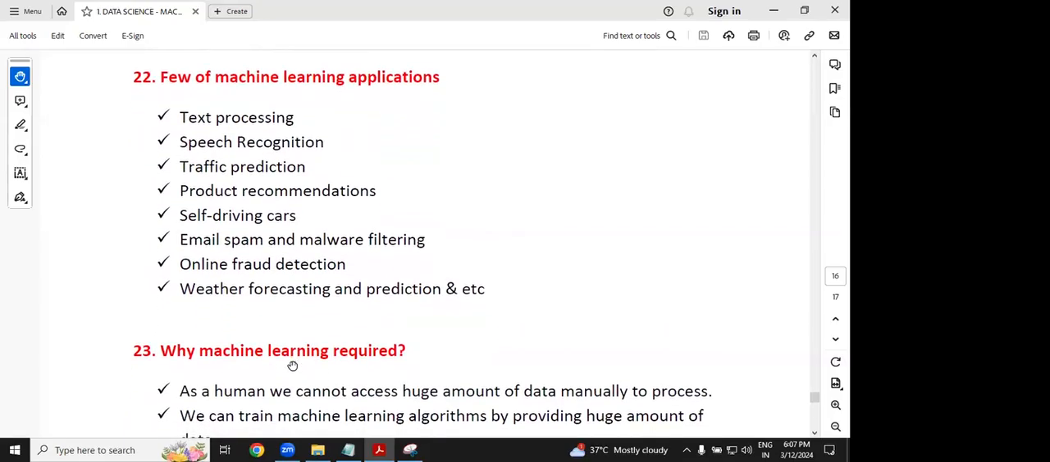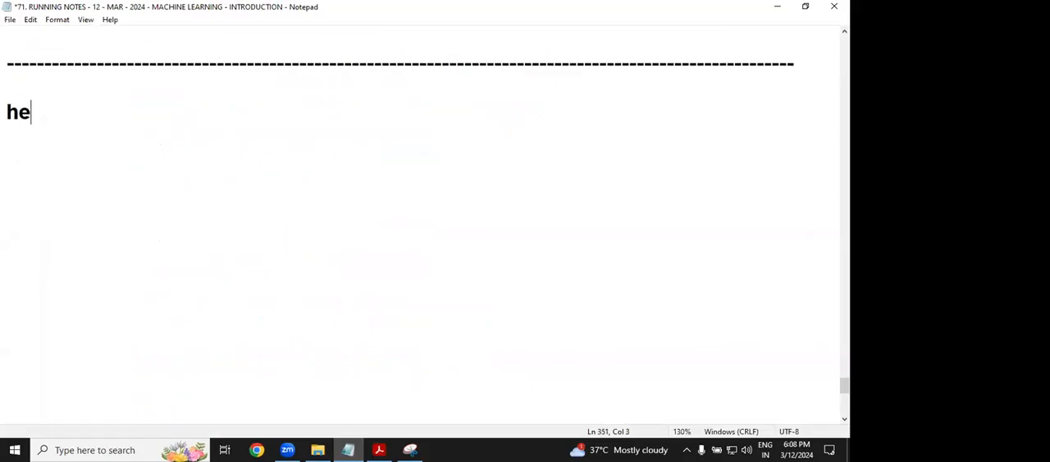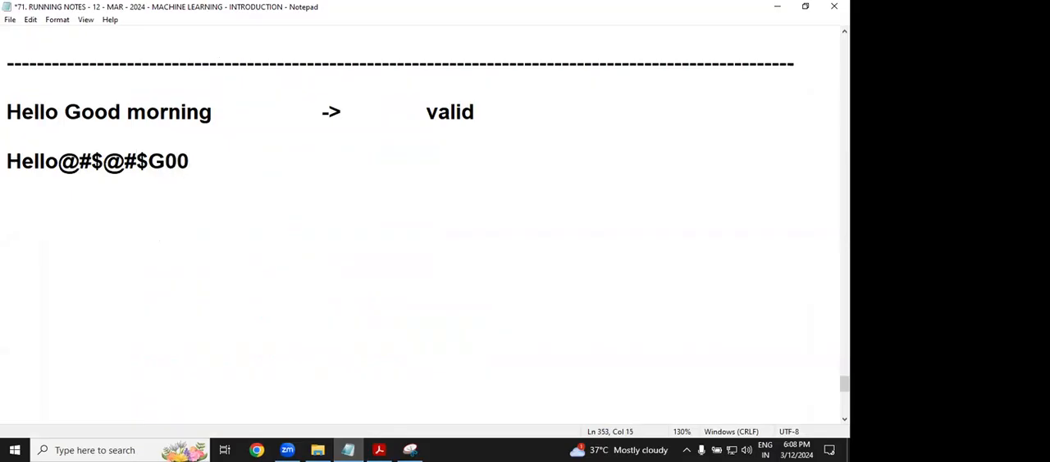Text processing. Best example: you are giving some text data. Hello, good morning. This is a valid text. But assuming that you are giving some words like hello, good, morning, frankly speaking, this is the raw text.